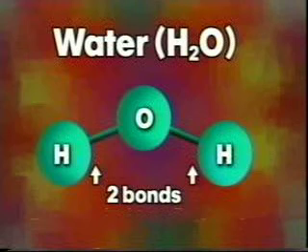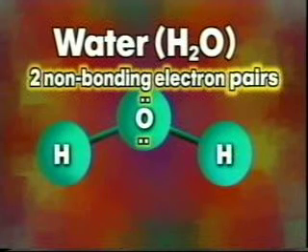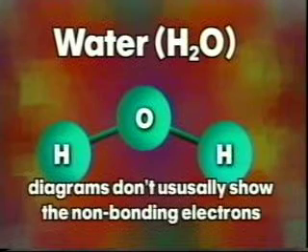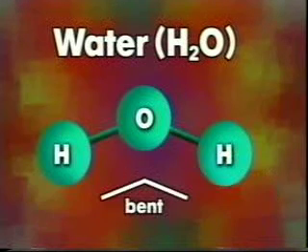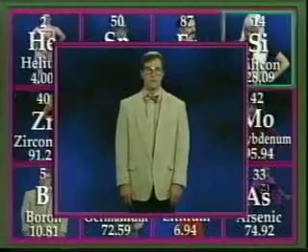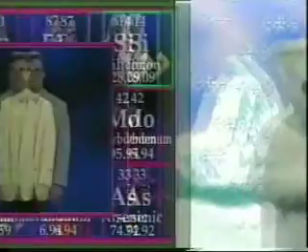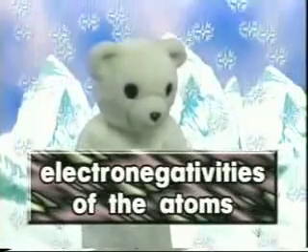Water has 2 bonds between hydrogen and oxygen, but oxygen also has 2 non-bonding electron pairs. This gives water a tetrahedral arrangement of electron pairs and bonds. Since diagrams don't usually show the non-bonding electrons of oxygen, we usually just say that the water molecule is bent rather than referring to it as tetrahedral. That's bent.